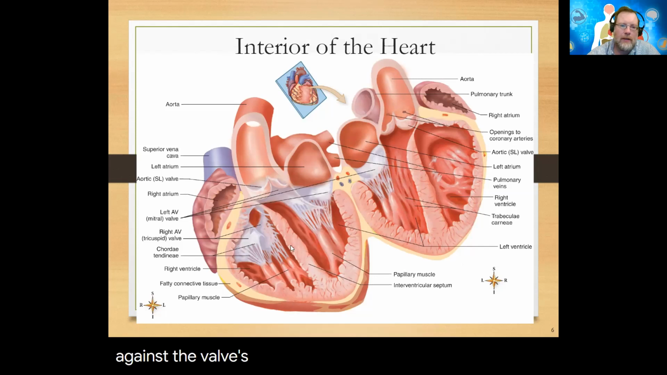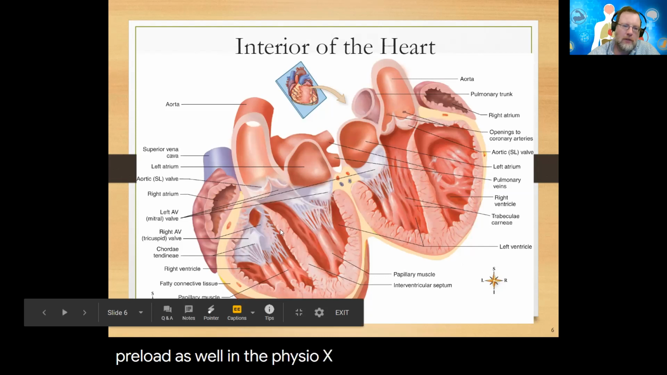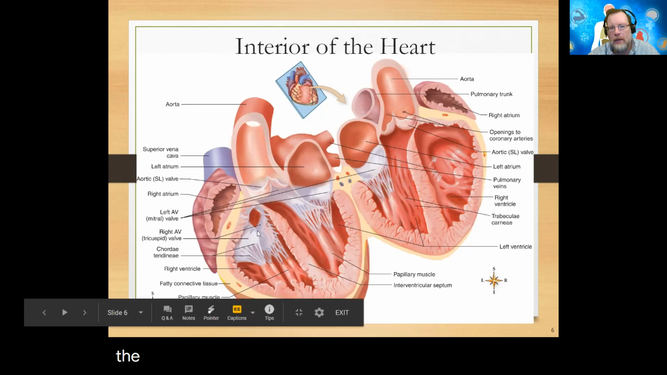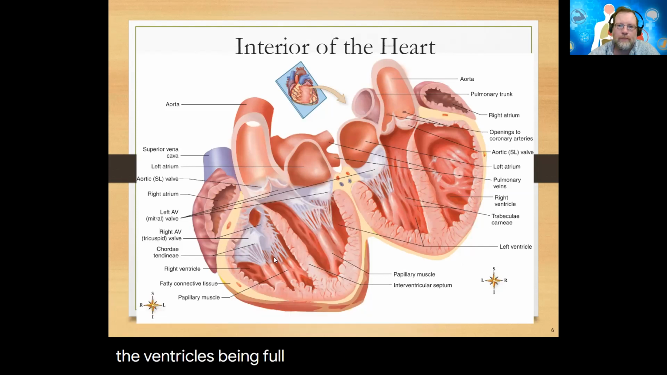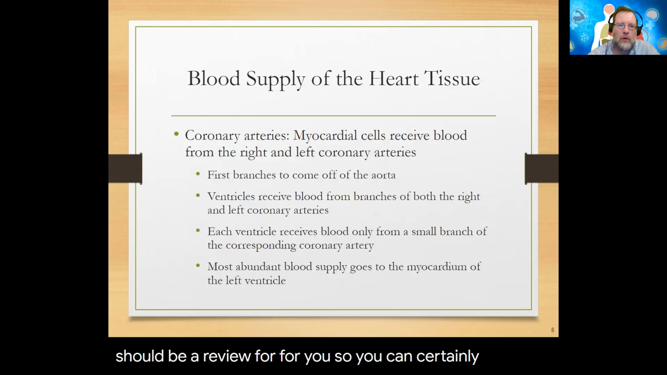Okay. And then we talk a little bit about preload as well in the PhysioEx, so you'll want to again watch those videos. The preload is the end diastolic volume, or the ventricles being full. So anyway, I don't want to belabor this. This should be a review for you, so you can certainly go back and look through the structures of the heart and the flow of blood through the heart.